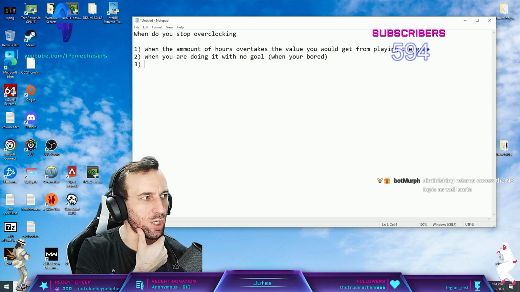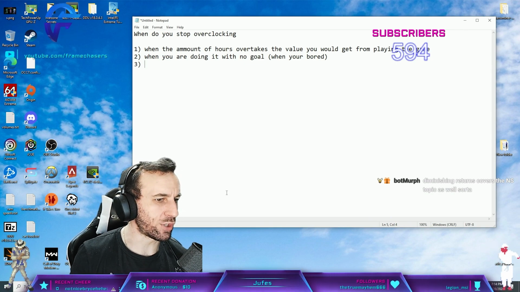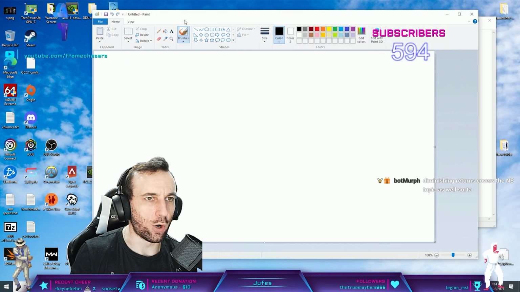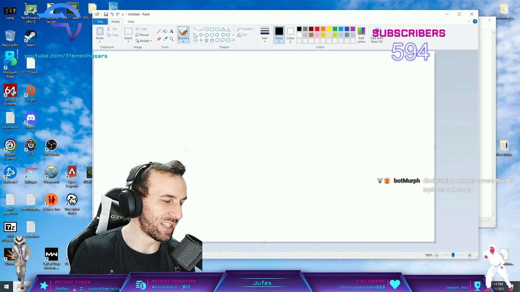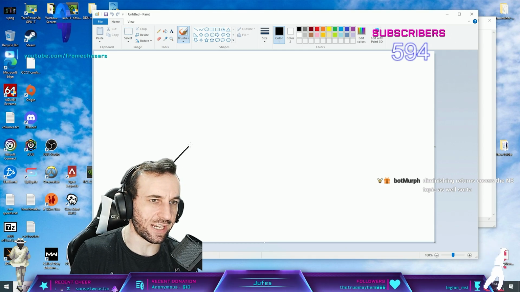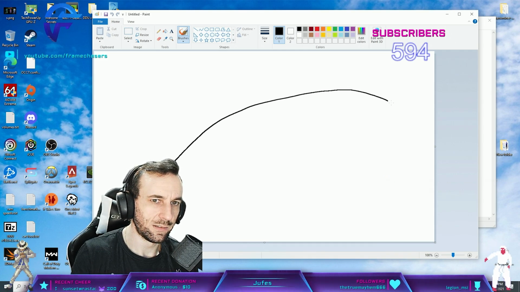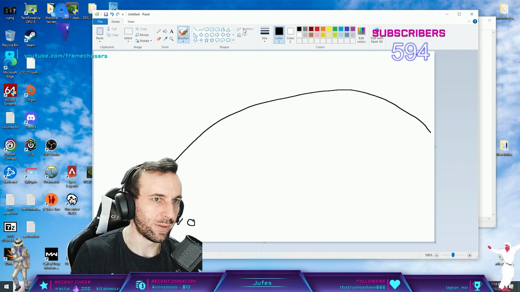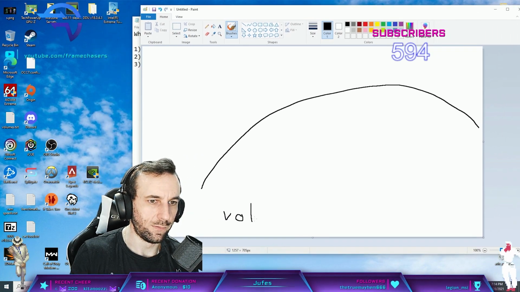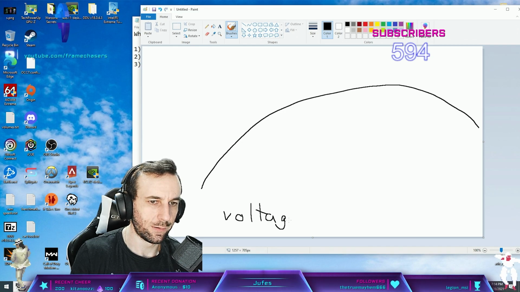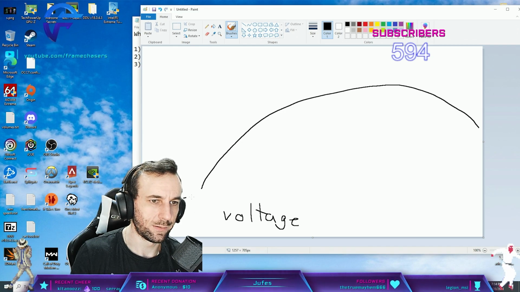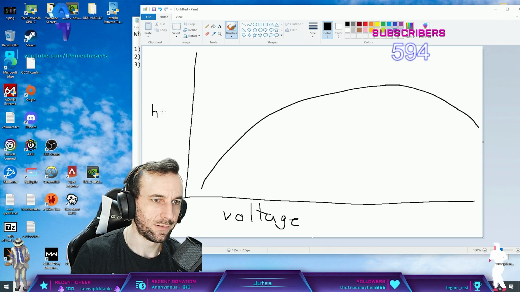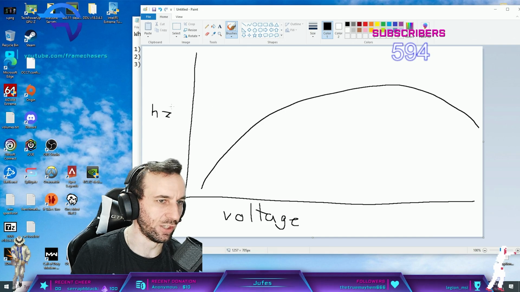When is it safe to overclock? So I talked about the silicon. All silicon has a graph, right? So any piece of silicon is going to look like this when it comes to voltage, frequency, Hertz. So every silicon looks like this.